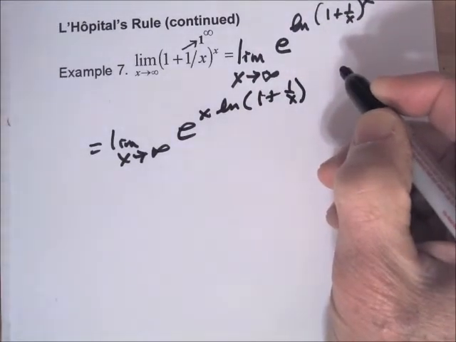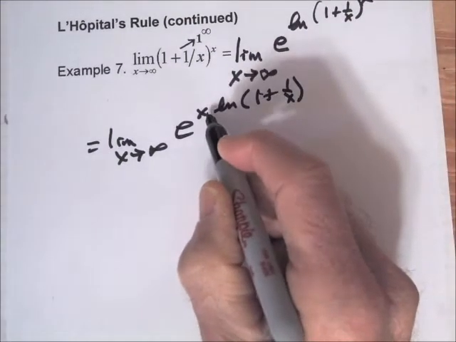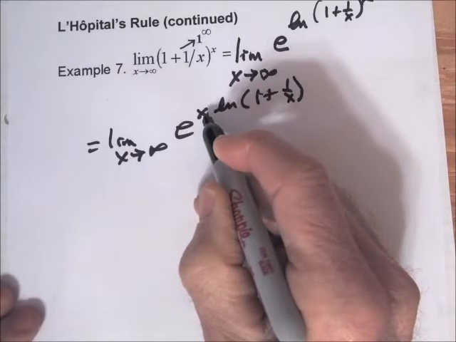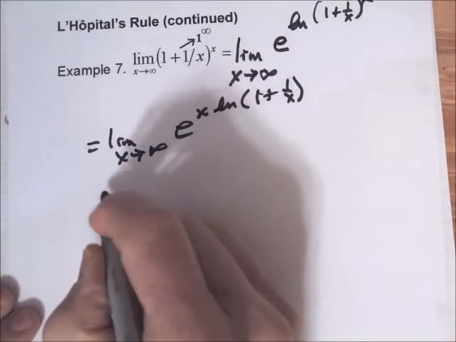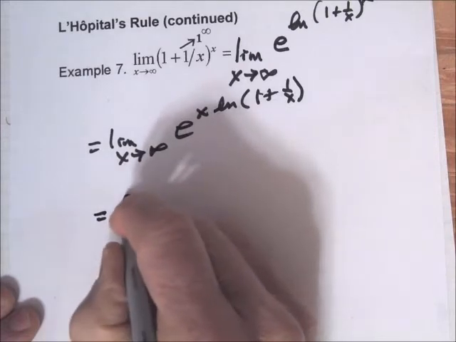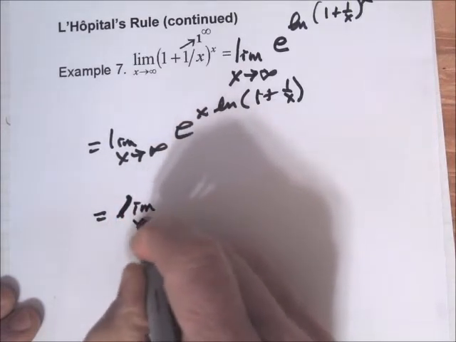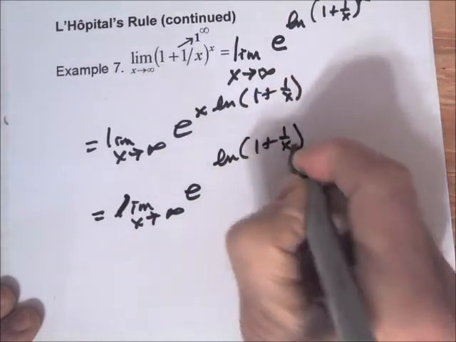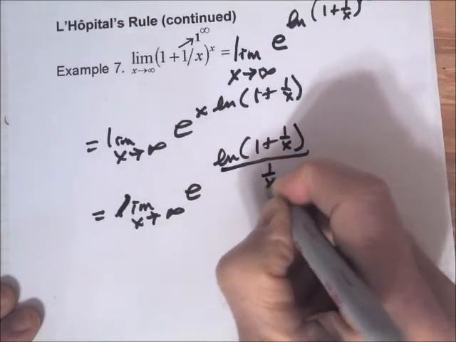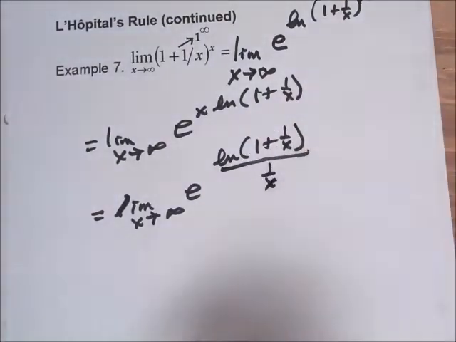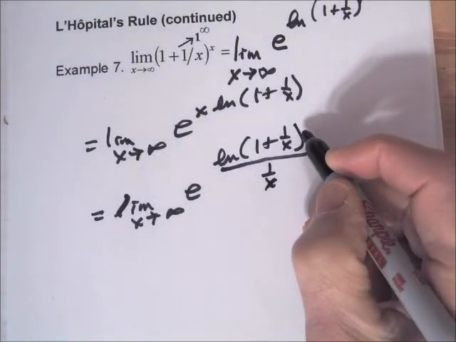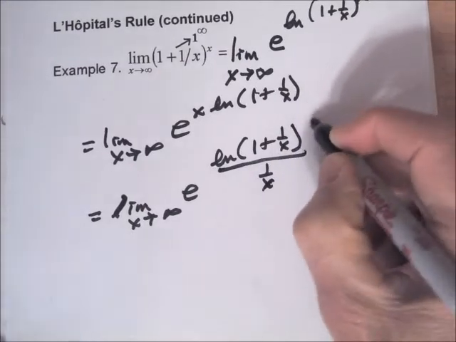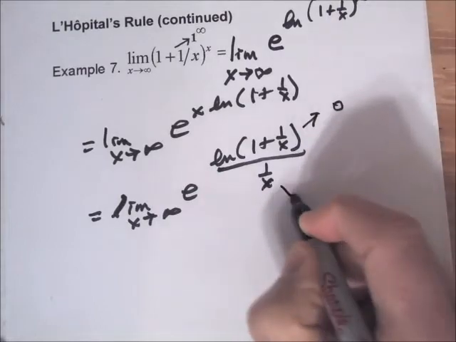And so this exponent is of the form infinity times 0. So let's write this as a fraction: the limit as x goes to infinity of e to the ln of 1 plus 1 over x, over 1 over x. Dividing by 1 over x is the same as multiplying by x. So now, as x goes to infinity, we have ln 1, which is 0. So this exponent is now 0 over 0, an indeterminate form.